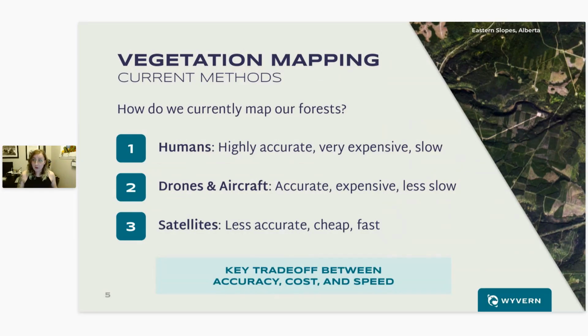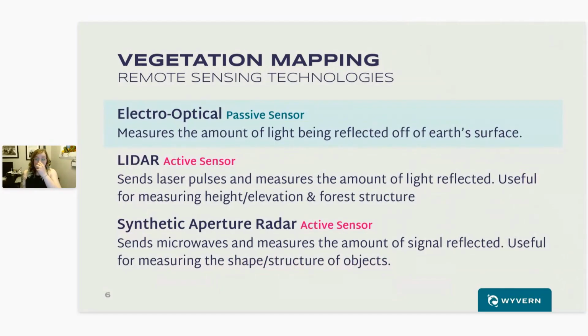And then our other option is satellites, remote sensing, traditionally less accurate, cheaper or free, which is fantastic, and fast with large coverage. And there's a really key trade-off between accuracy, cost, and speed. And so I'm going to make the case here that hyperspectral is going to support that and improve that trade-off with satellite imagery.